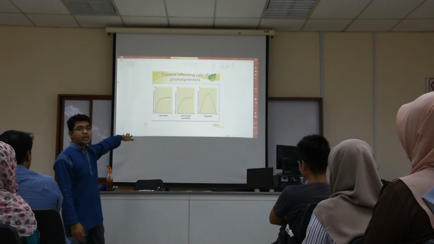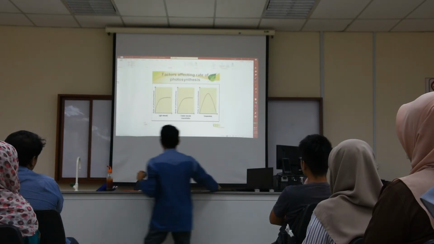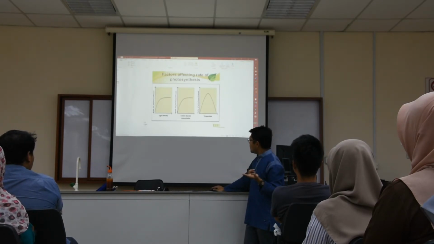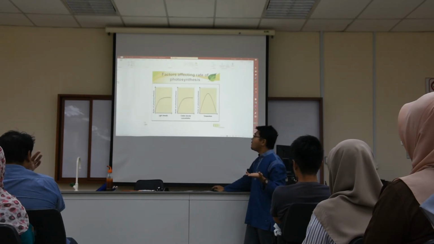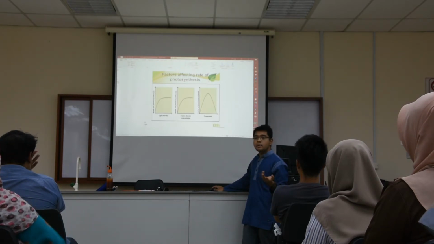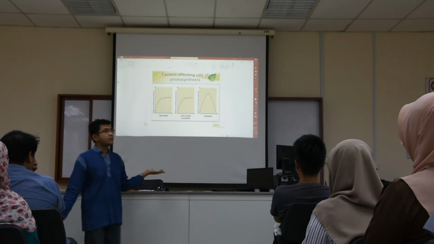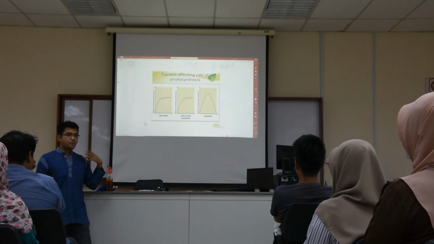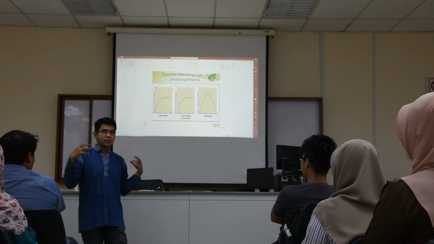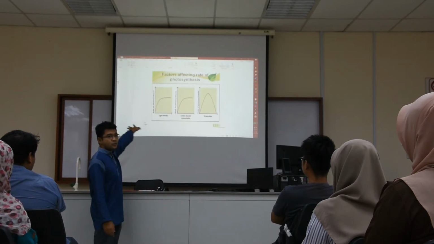So we have three components here: light intensity, carbon dioxide, and temperature. On the y-axis you've got the rate of photosynthesis, and this is your light intensity, the first component. You can see that as the light intensity increases, so does the rate of photosynthesis. And suddenly it drops. Why is that? We know that light is important for photosynthesis, but too much of it is not going to do any good. Why?